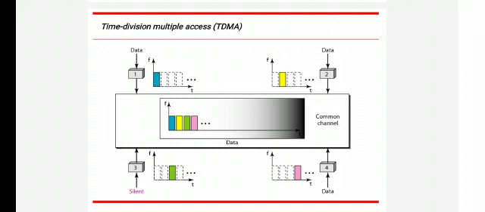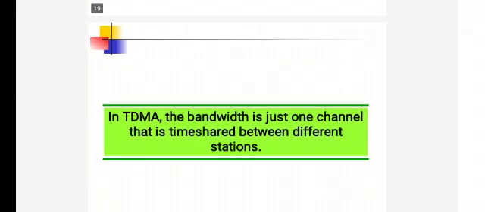The main problem with TDMA lies in achieving synchronization between the different stations. Each station needs to know the beginning of its slot and the location of its slot. This may be difficult because of propagation delay introduced in the system. If the stations are separated over a large area, to compensate for the delays, we can insert guard times. Synchronization is normally accomplished by having some synchronization bits, normally referred to as preamble bits, at the beginning of each slot. So, in TDMA, the bandwidth is just one channel that is time shared between different stations.